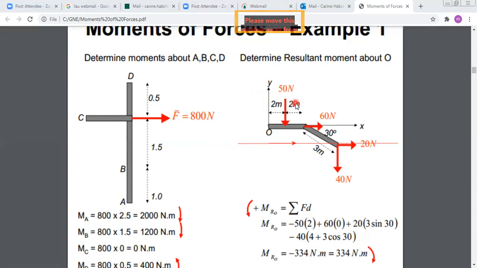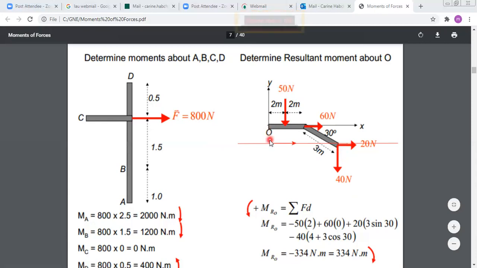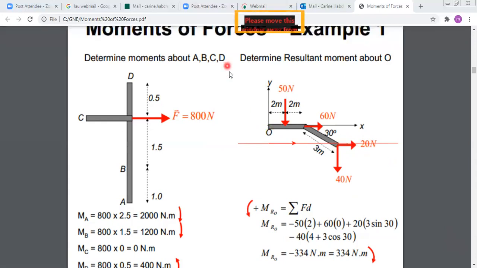Doctor, to find the distance for the 20 Newton force, what do we do? Okay, if you want to find the moment of 20 Newton about O, what is the distance? The distance is between O and the line of action of the force. This is the line of action of your 20 Newton force. So you do the projection from O to this line, the perpendicular. This is your distance D, which is perpendicular from O to the line of action of the force.